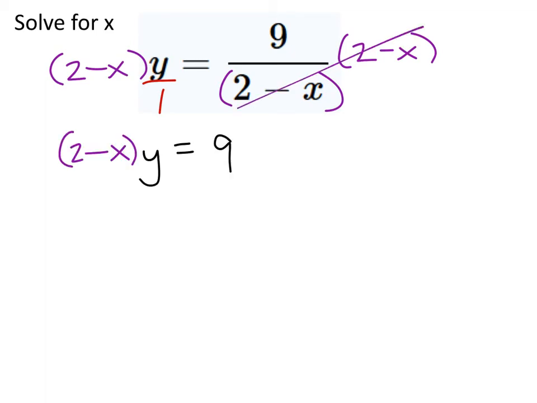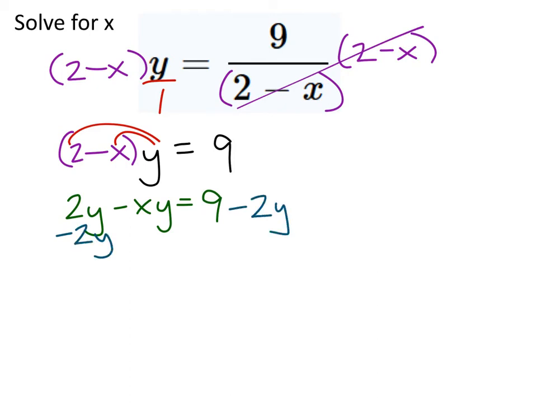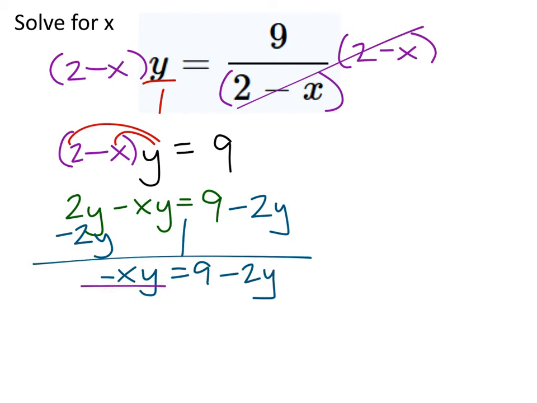So we'll rewrite this. And, well, we're solving for x, so we could divide both sides by y if we wanted to. Let's say that we didn't realize that, and we distributed it anyways. That's okay. 2y minus xy equals 9 now. I don't want that 2y there, so I'm going to subtract 2y from both sides. And I won't forget the negative this time. Negative xy equals 9 minus 2y. And now I'm going to divide both sides by negative y to get the x by itself. So divide by negative y. Oh man.